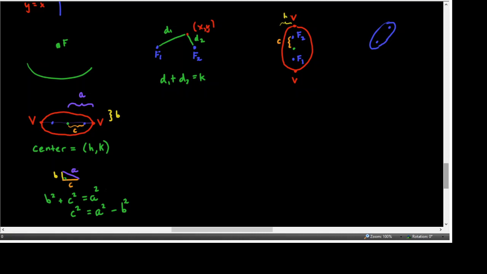That's going to be B. And the distance from the center to a vertex is A. And the same triangular relationship will hold: C squared is equal to A squared minus B squared. That's not because the major axis is horizontal. It also happens to be true when its major axis is vertical, like the picture on the right, and even true when the major axis is not horizontal or vertical, like that picture way over there to the right.